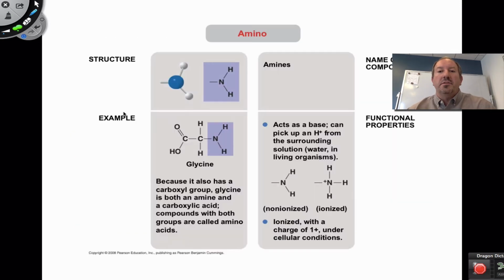Let me just highlight this again. Here's the amino group, and again, it can act as a base. If it's in an acidic environment, it'll readily absorb protons, and so it'll be an ion. It'll be NH3 plus, ionized at this point. So it acts as a base.